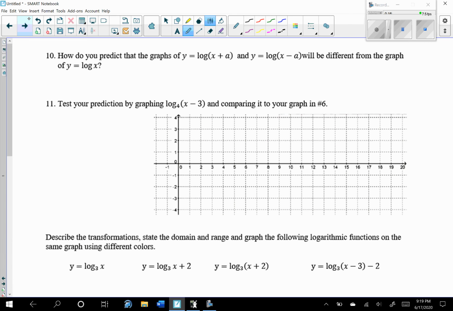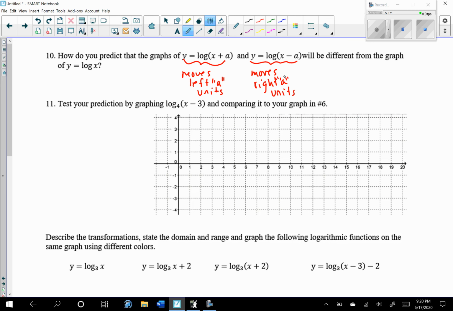All right, so for the next one, it says, how do you predict the graphs of y equals the log of x plus a, and the log of x minus a will be different from the graph of y equals the log of x? So now notice that in x plus a and x minus a, the a is on the inside of the argument. So this one's going to move the graph how? If it's on the inside, remember it's opposite thinking. So this moves left a units, and this one moves right a units.